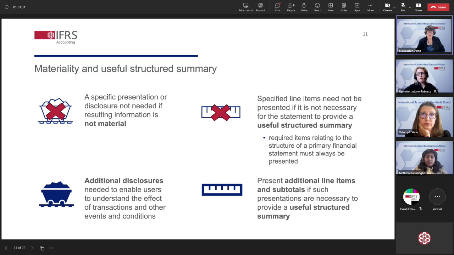It's also important to note that if a company does not present line items specified by an IFRS accounting standard, because such presentations are not necessary to provide a useful structured summary, the company is required to disclose that item in the notes to the financial statements if the resulting information is material. And then conversely, just as with materiality, a company shall provide additional line items and subtotals if doing so is necessary for the statement to provide a useful structured summary, even if those amounts are not specifically required by an IFRS accounting standard.